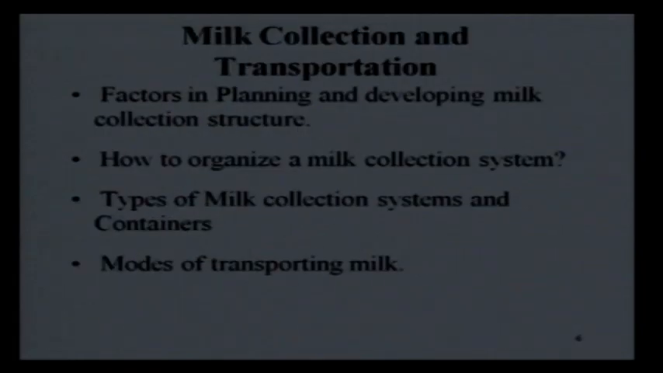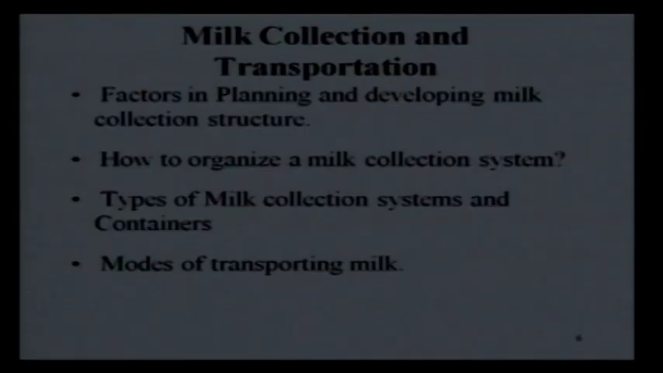Now first is milk collection and transportation. Now this unit covers the 4 major aspects. First is planning the milk collection, organizing the milk collection, what are the containers for milk collection, and what are the transportation of raw milk. How does it take place? Now how do we plan the collection of milk? There are different factors when we do the planning of the collection of the milk.